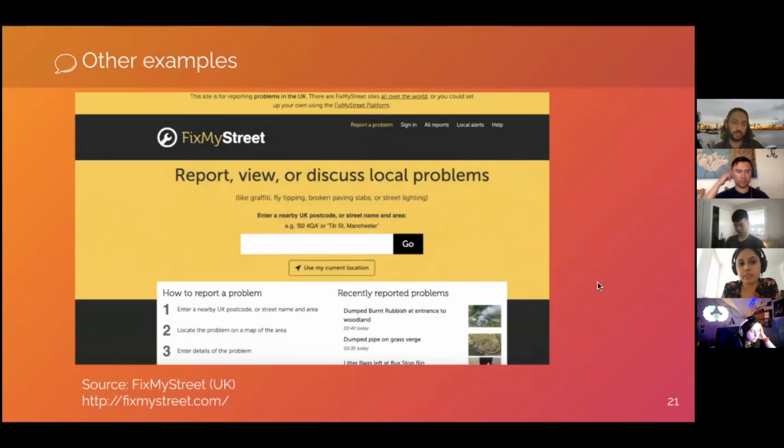There are other examples of this being done in a way that's even better. There's Fix My Street, which I saw as one example. This is a site for reporting problems in the UK. You can see some examples here of issues people are pointing out on their streets that need to be fixed. It's a way of notifying local authorities about problems that they think haven't been addressed yet.